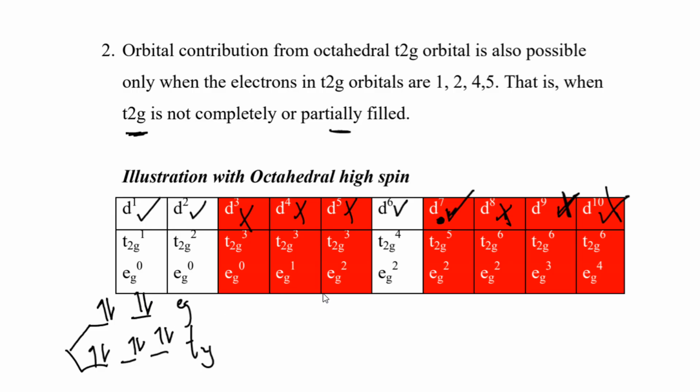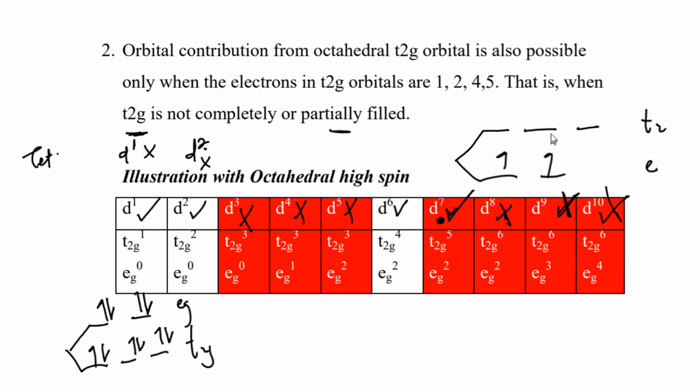So for tetrahedral also you can do the same. Tetrahedral is this, we have it to be this. So this is E and this is T2. So D1, yeah, let's write it here, tet. So D1, it's wrong. So D2, it's out. D2 is out also. So D3, yeah, it's possible. So D3 is possible. So D4 is also possible. And D5 is out. So D6 is out.